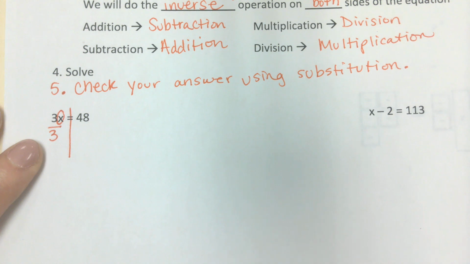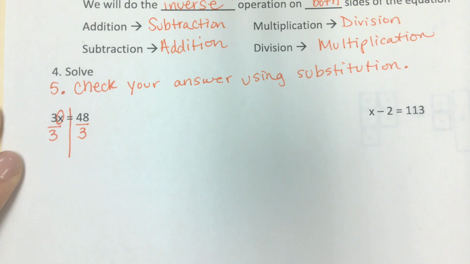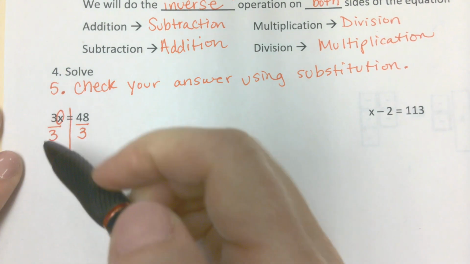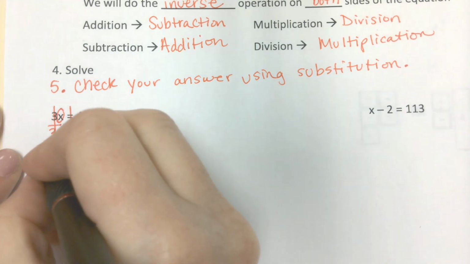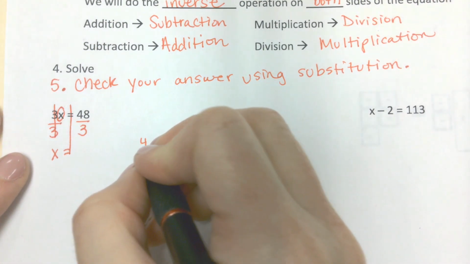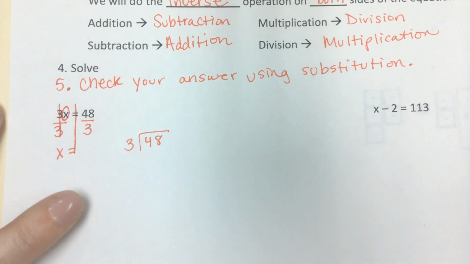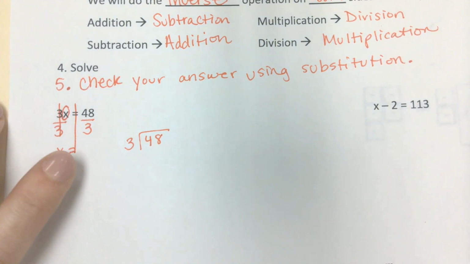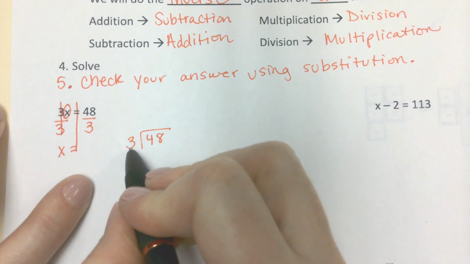Remember the golden rule, whatever you do to one side, you have to do to the other. So divide by 3. We know 3 divided by 3 is 1, so we can mark it out. We're going to do x equals 48 divided by 3. If we don't know our division, we're not using a calculator, so we've got to do it by hand. So remember, top in, bottom out. I'm not going to make y'all know how to do 48 divided by 3 in your head, but you can do it. Top in, bottom out.